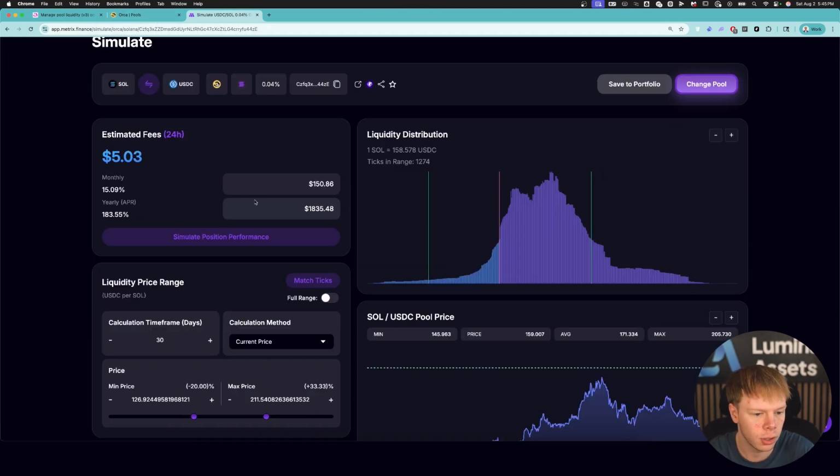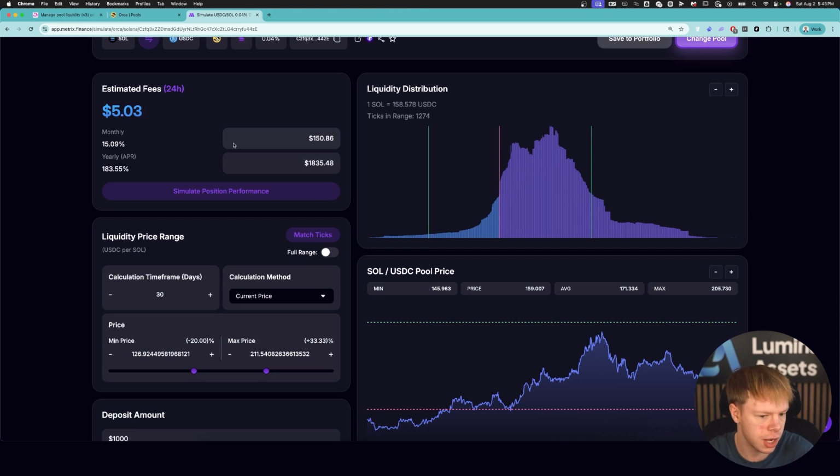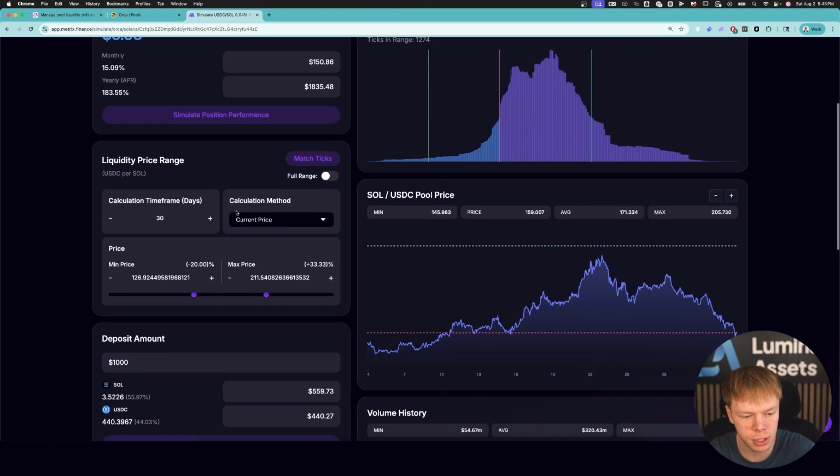Now, Metrix is pulling all of this data in real time, and we have a lot of functionality here for this specific pool. But the most important part is the ability to set our range, see the APR, but then also refine our APR calculation. And I'll show you how you can do that in just a second.